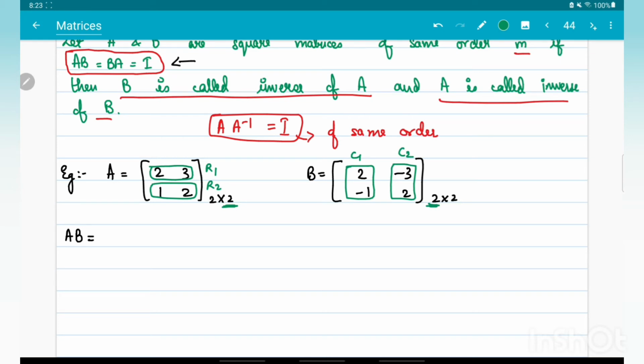So when I multiply my first row with my first column, this becomes 2 into 2. Okay, the corresponding elements should be multiplied. Then the second element is 3, so plus 3 into the second element of the first column, which is minus 1. Then I'm going to multiply this row 1 with my second column. So when I do that, this becomes 2 into the first element, which is minus 3, plus 3 into the second element, which is 2.